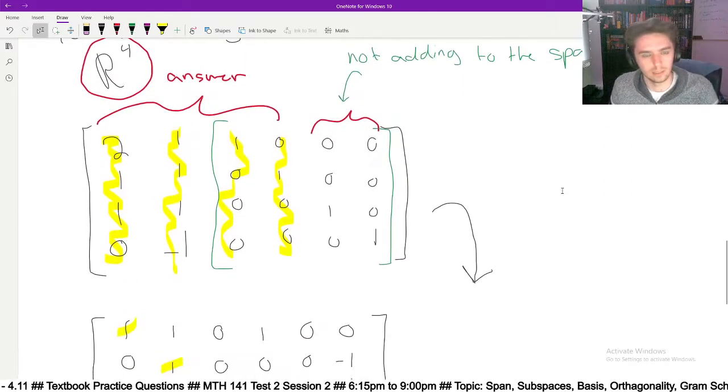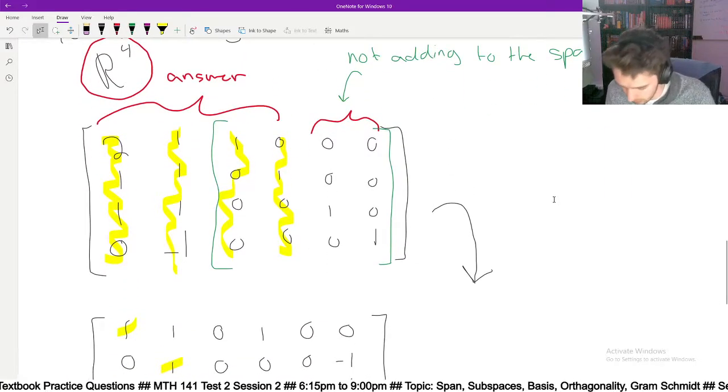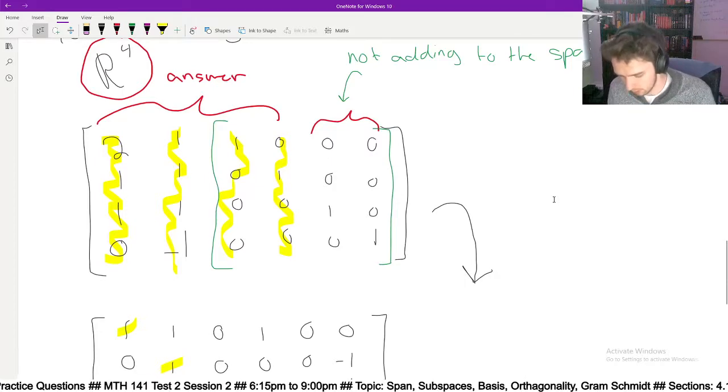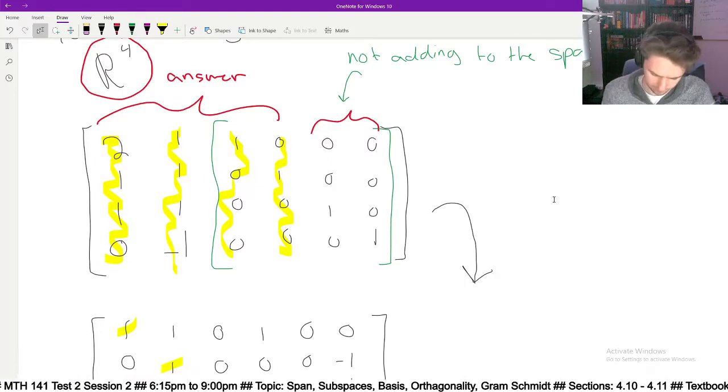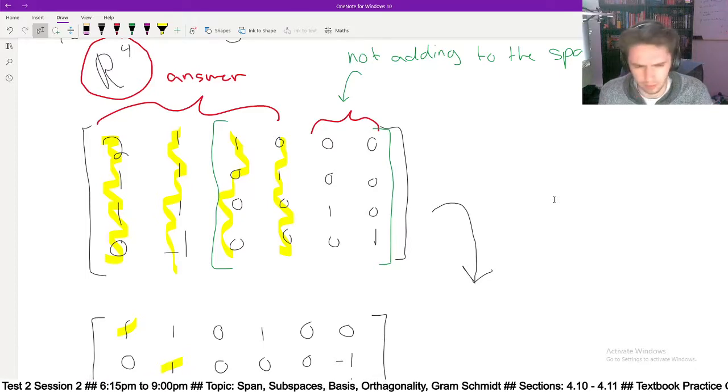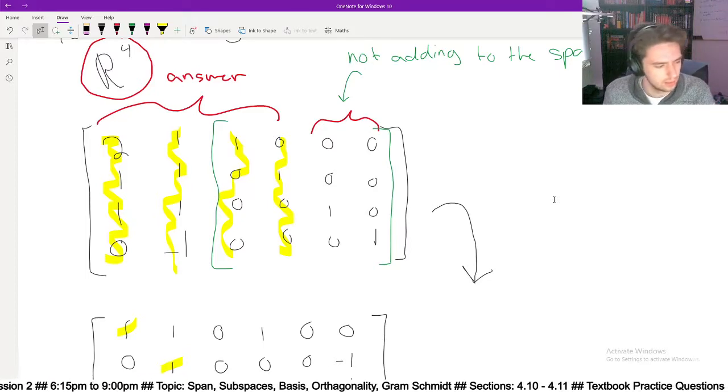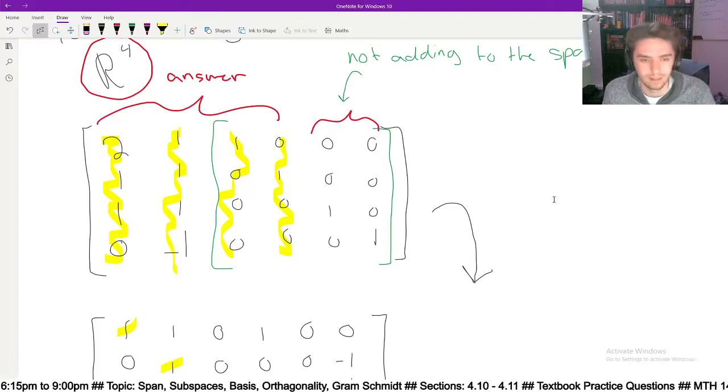So that's how we do that. It has to do with column space. I don't quite understand it that much, so maybe tomorrow once I do some 4.11 practice. Oh no, but column space isn't even 4.11, so I did 4.10 practice already. I don't know. That's it.